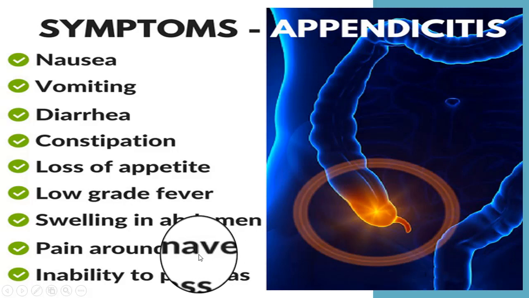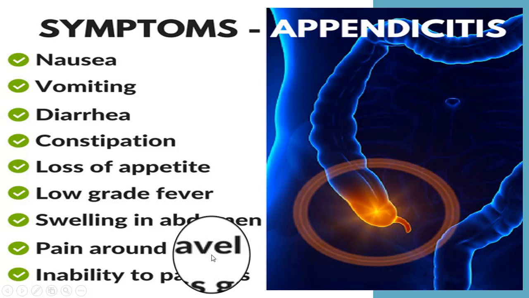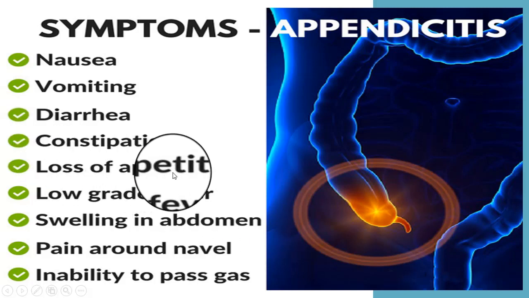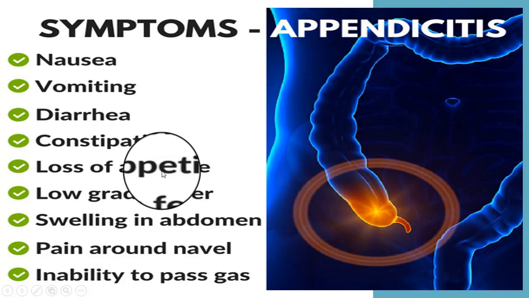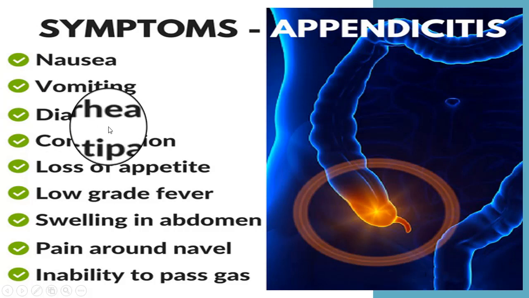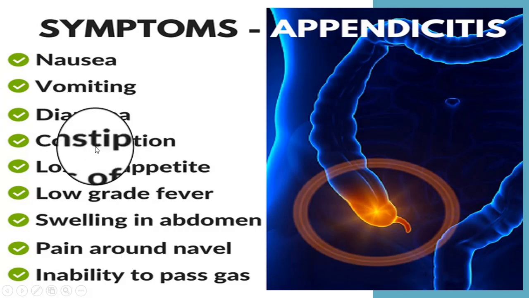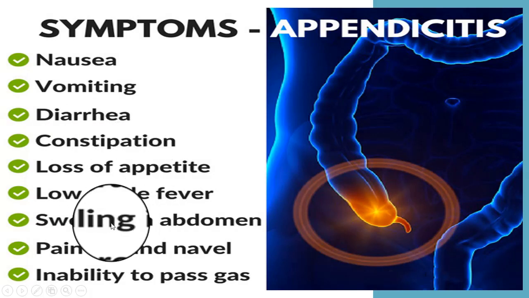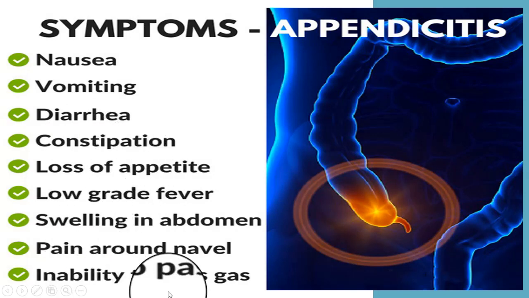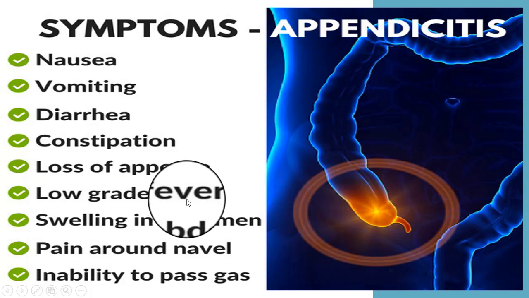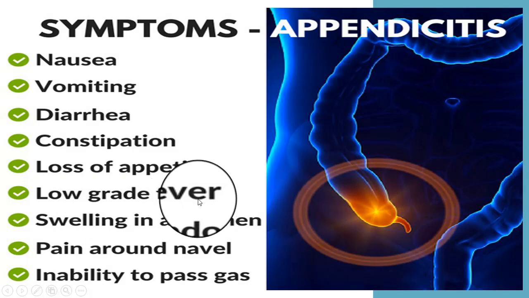Third, there will be loss of appetite. Fourth, indigestion. Fifth, nausea and vomiting. Sixth, diarrhea. And the seventh symptom is constipation. The next, abdominal swelling, inability to pass gas, flatulence, and low-grade fever. So these are the various signs and symptoms of appendicitis.